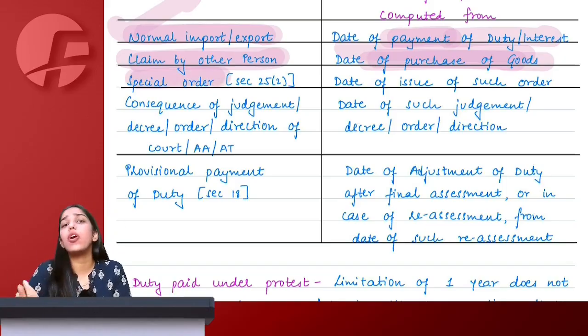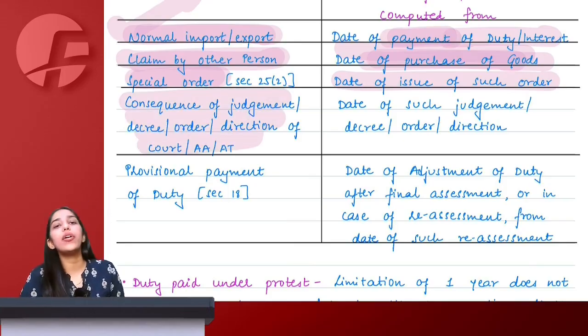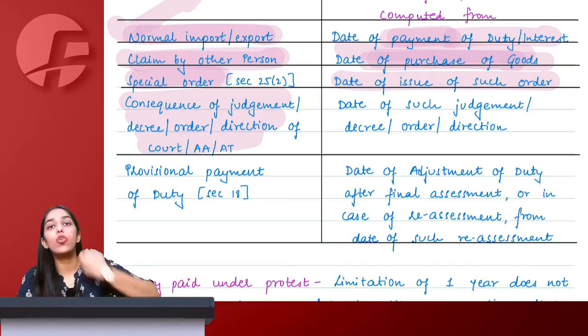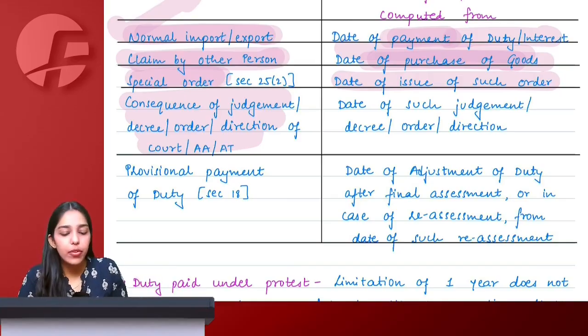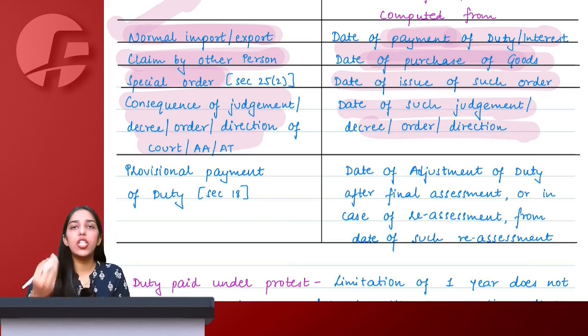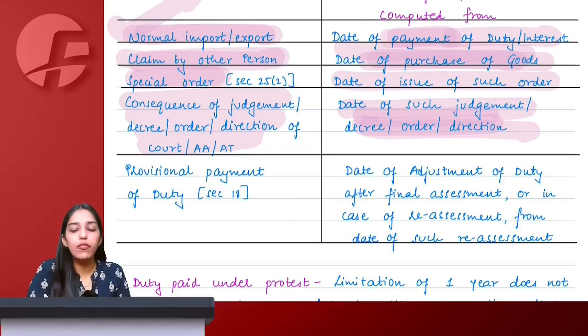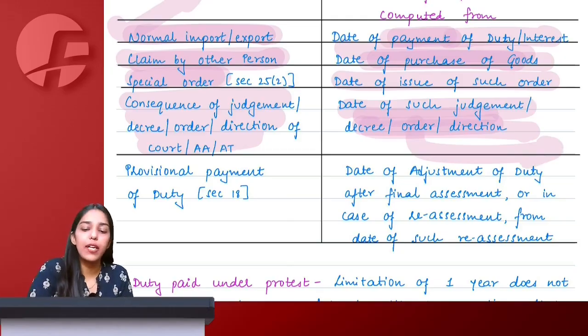If some special order is being issued, then the date of such order. If there is an order or a judgment or a decree of a court, tribunal, arbitral tribunal, or appellate authority, in such cases, the day on which I get any judgment, decree, or court order, so whenever I get the direction, order, judgment, decree, from there within 1 year, I'll apply for refund.